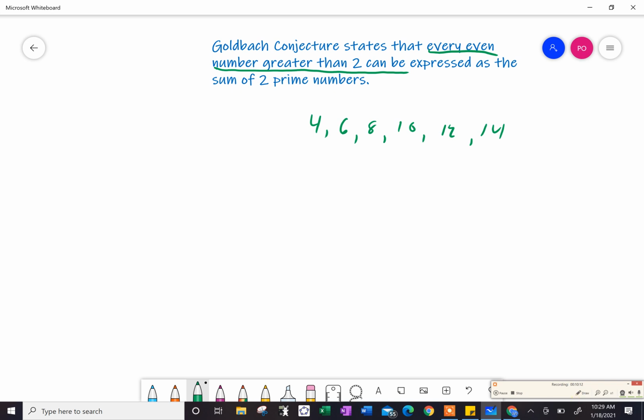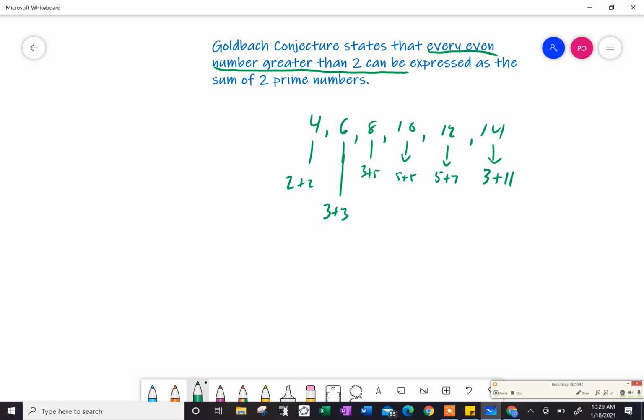So 4 could be 2 plus 2. 6 can be 3 plus 3 because 2 and 3 are prime. 8 could be 3 plus 5. 10 could be 5 plus 5. 12 could be 5 plus 7. 14 could be 3 plus 11.